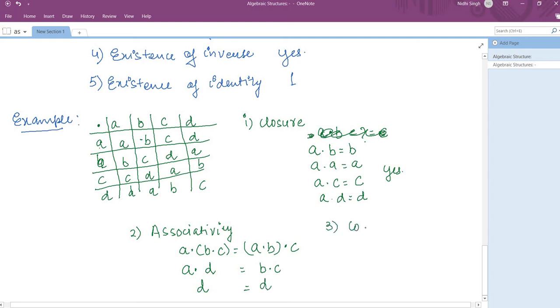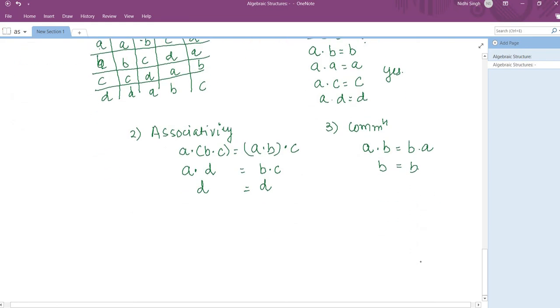Third one is commutativity. The commutativity rule says A dot B should be equal to B dot A. So let us find A dot B equals B, yes, and B dot A equals B, yes. So it holds.